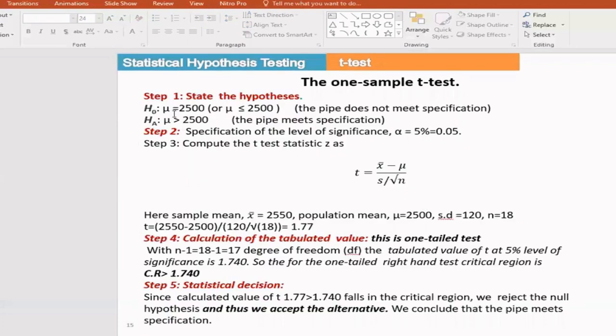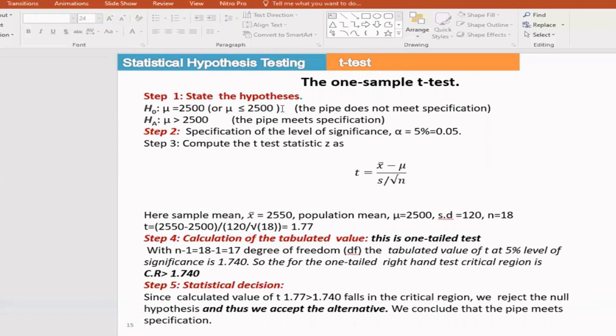So how can you formulate the test? First of all, you can say that it is not more than, it is less than, or you can say equal. Okay, both are right. You can say equal to 2,500, or you can say less than or equal to 2,500. If you write either, both are right.